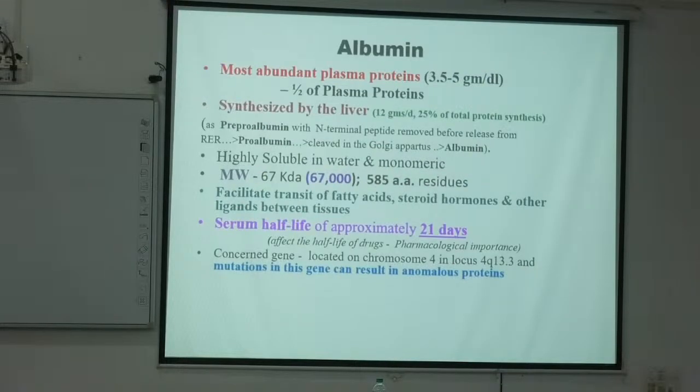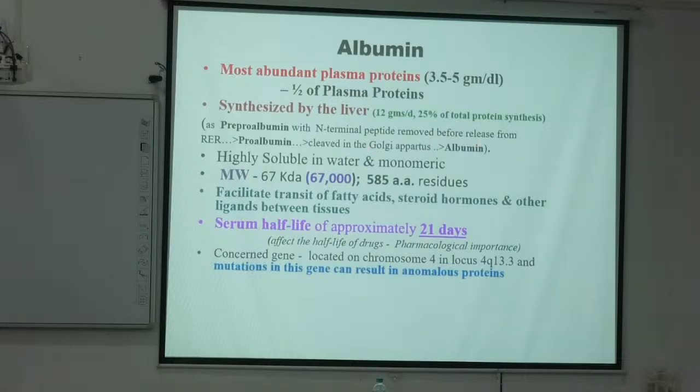So, albumin is a major abundant plasma protein, 3.5 to 5 g/dL. I have told you at least 6 times. It is synthesized by the liver, 12 grams, 25% of the total protein synthesis, synthesized as pre-proalbumin, just like insulin. Then the N-terminal is removed and proalbumin is cleaved in the Golgi apparatus to albumin.